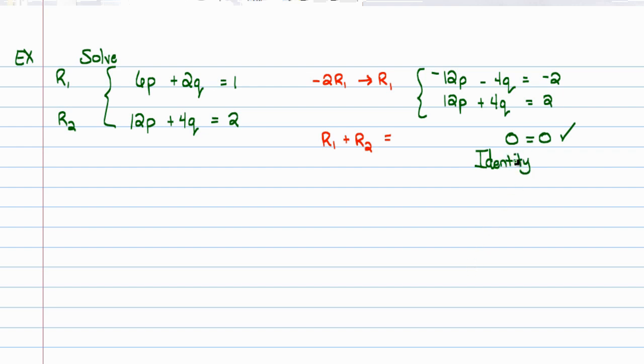Whenever I see something like 0 equals 0 or 1 equals 1, in other words, if you don't have any more variables and it gives you a number equal to itself, then you know that's always true. So what that's essentially saying is that these two equations are always the same. There's always a solution. There's an infinite number of solutions.